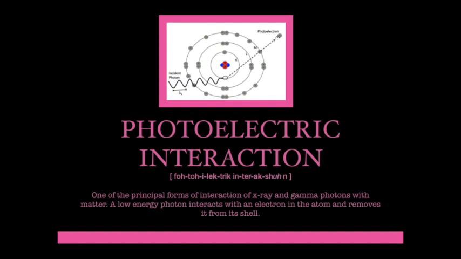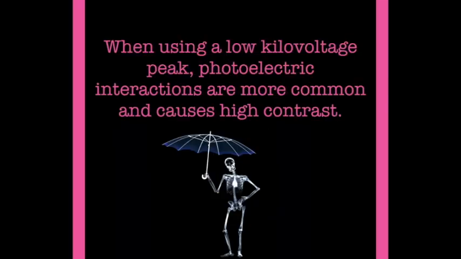Photoelectric interaction is one of the principal forms of interaction of X-ray and gamma photons with matter. A low-energy photon interacts with an electron in the atom and removes it from its shell. So, with that being said, when using a low kilovoltage peak, photoelectric interactions are more common and cause high contrast.